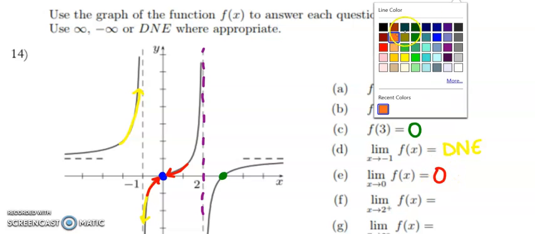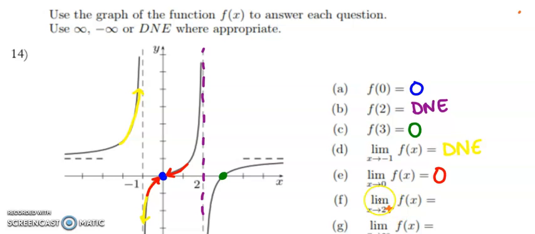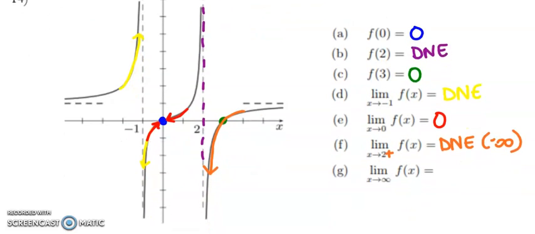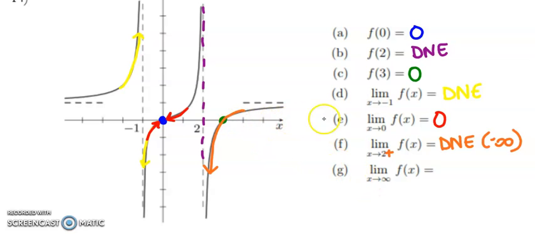The limit as x goes to 2 from the right, we are heading downward forever, so our limit doesn't exist, but we're heading to negative infinity. Finally then, the limit as x approaches infinity itself, so x is going out here, where's my y value going? Looks like I'm approaching that horizontal asymptote of 1.